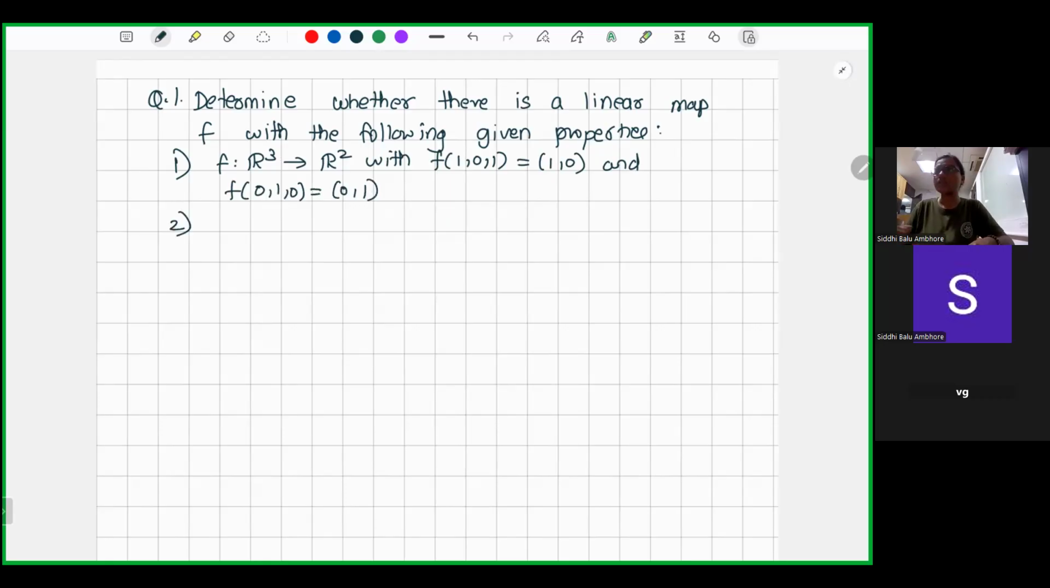So Siddhi, your screen is not fully visible, by the way. Now it is. It was my problem. Sorry. Please go ahead.